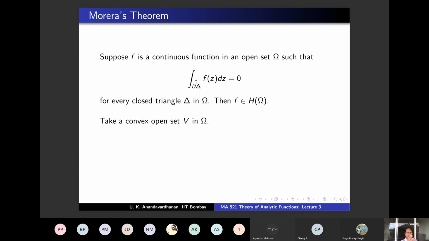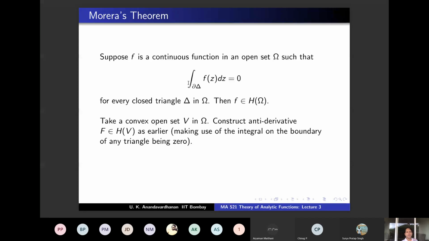And you could do the subtraction and the differentiation argument because of Cauchy's theorem on a triangle. But that is this condition that is given to you. So by this condition given to you, you can do the same proof. You can take the antiderivative candidate and show that it is an antiderivative. You can construct capital F on this convex open set V as earlier by making use of the integral on the boundary of any triangle being 0, and since f is in H of omega, right? This F in H of V follows by this construction. It's an antiderivative that you have constructed, and that is holomorphic.